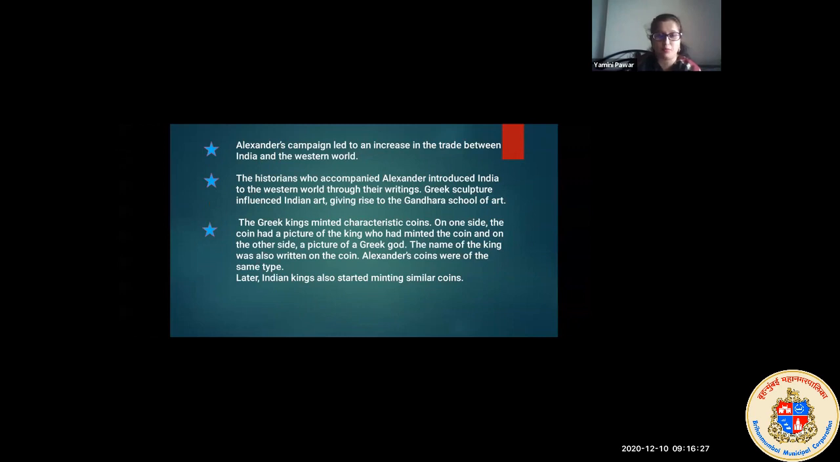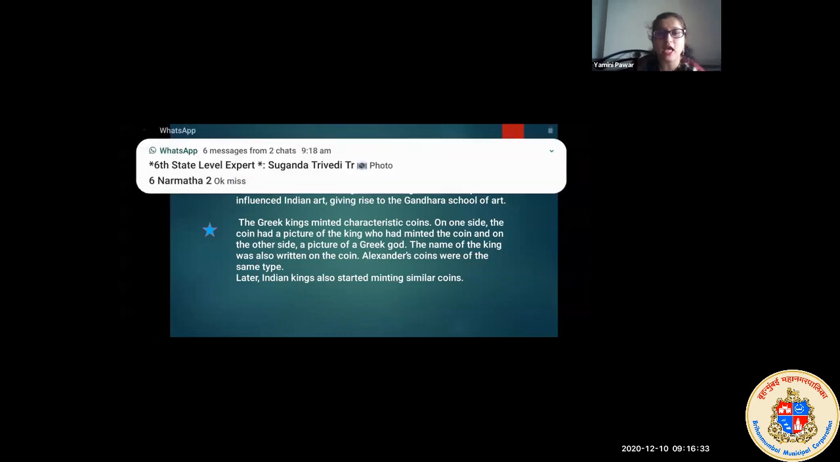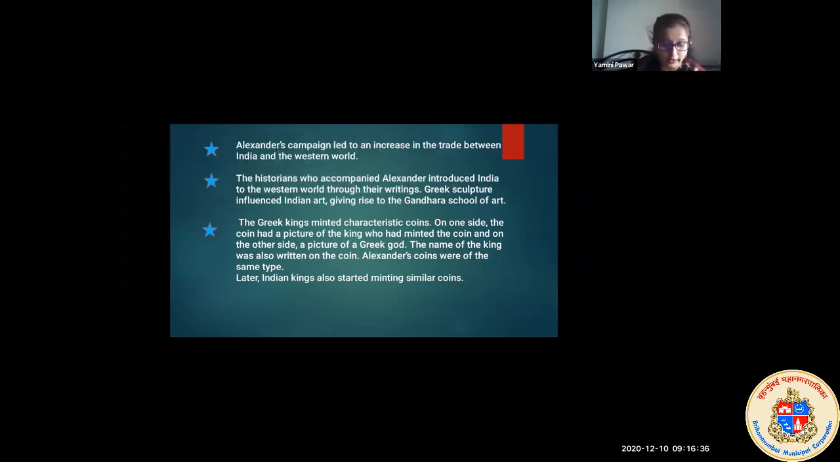Now, looking at the first point, Alexander's campaign led to an increase in the trade between India and the Western world. Now, what is a campaign? A series of tasks to be taken to achieve a certain goal. So a campaign is a series of operations that you carry out to achieve something. So to achieve the goal, they started campaigning, so that the trade between India and the Western world keeps on increasing.